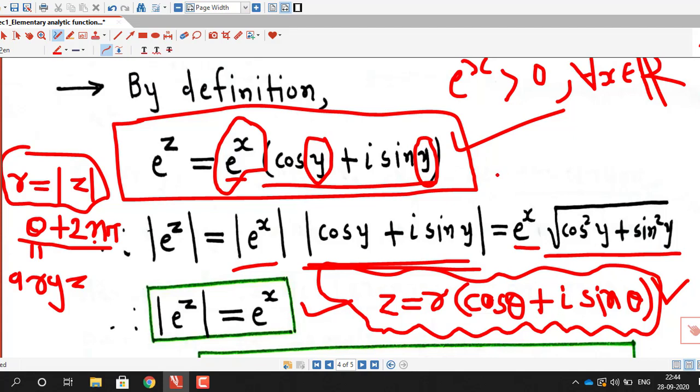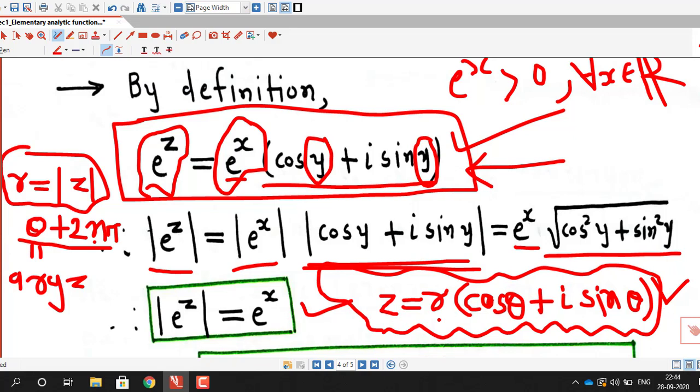equal to r into cos theta plus I sin theta with this expression, then you can see e raised to z is already in polar form. So if you compare, then r will be equal to e raised to x, and r is nothing but modulus of z. Therefore modulus of e raised to z is e raised to x. We have shown that absolute value of e raised to z is e raised to x, but that we can show from here also.